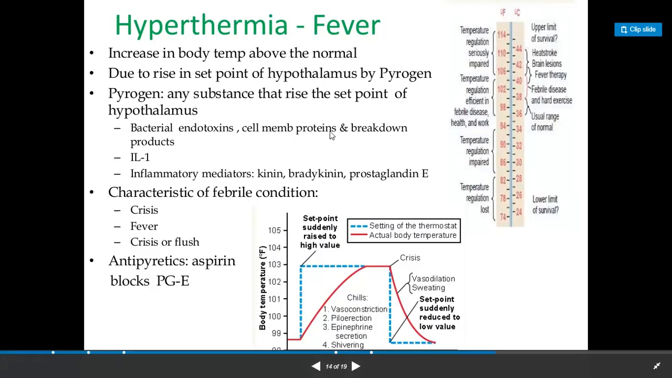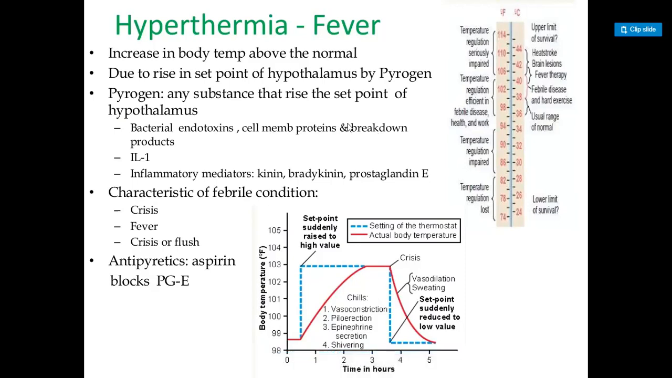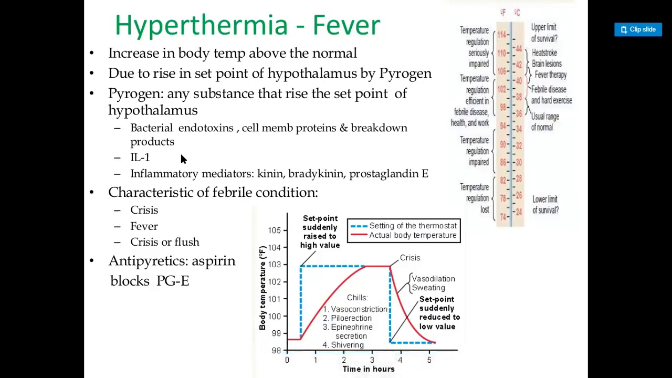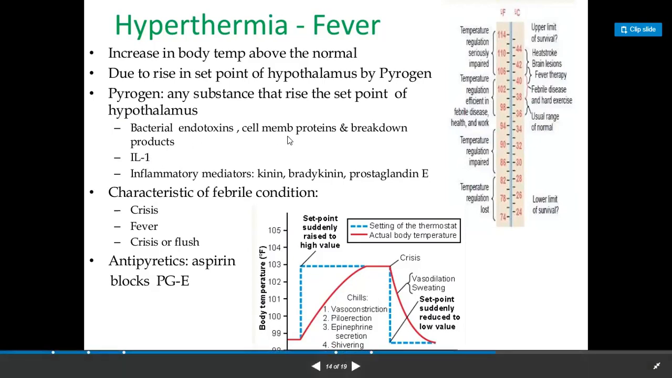Some cell membrane proteins and breakdown products are also pyrogens. When you break down some cell membrane proteins, your body sees it as a foreign substance. This protein is not supposed to be in the blood. It's supposed to be in the cell membrane. But once it is broken down, it leads to an increase in temperature. And you have interleukin-1 also. This is interleukin-1, which is like an immune mediator that helps the immune reaction. They all increase your set point, your body temperature.